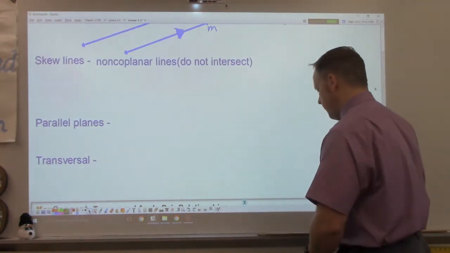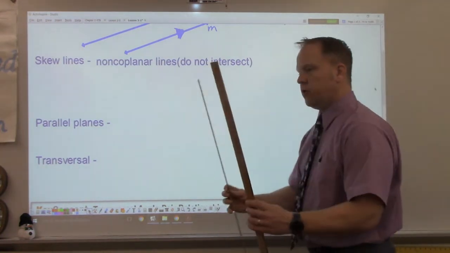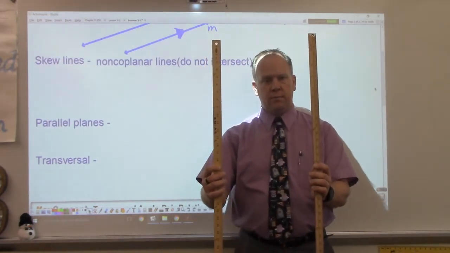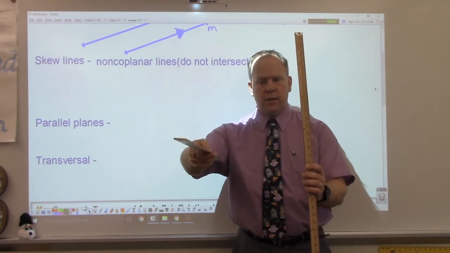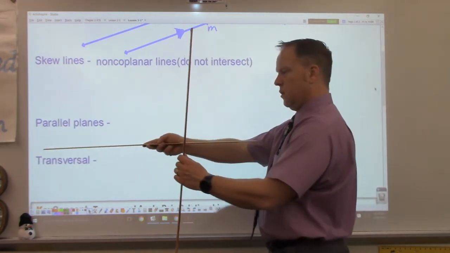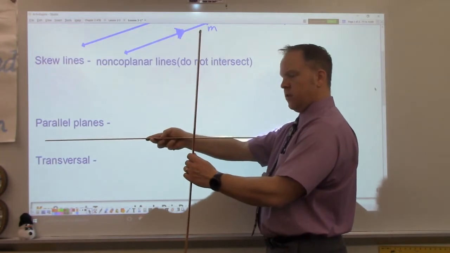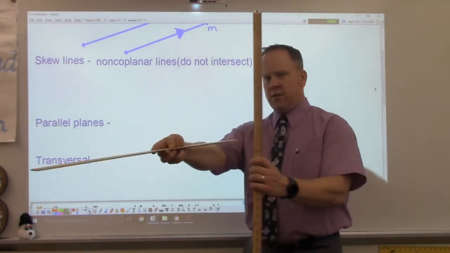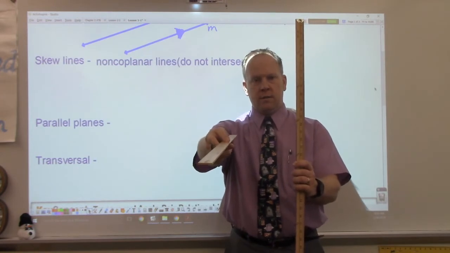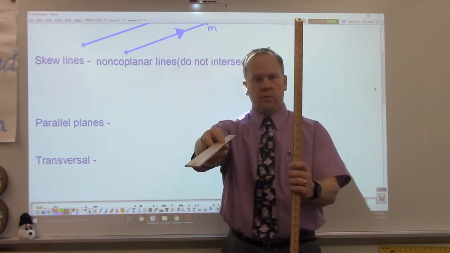Skew lines, if I use these two yardsticks as an example, these would be an example of parallel. Skew lines now look like this. If you look at them from one view, looking at them straight on, it almost looks like they intersect. But in fact, there is a space or a gap between them. So they do not intersect, and they will never intersect. Those are skew lines.